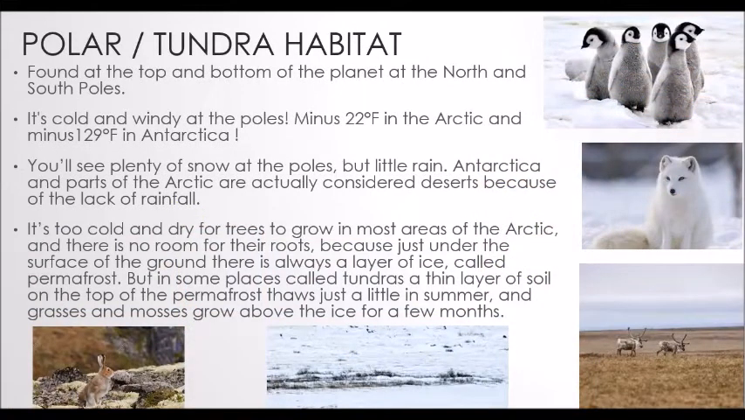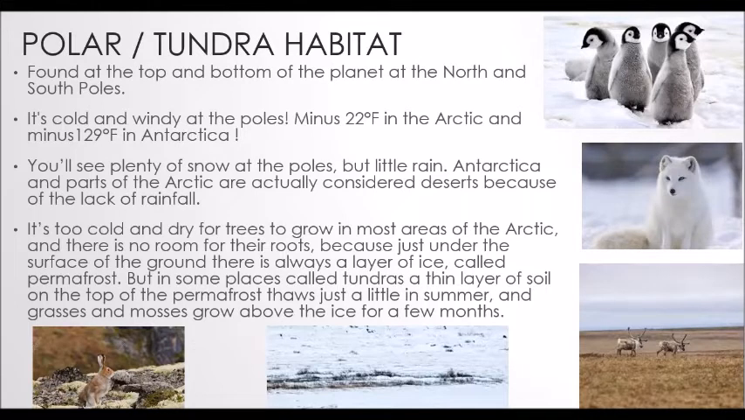The next one that I'm going to quickly tell you guys about is the polar and tundra habitats, and I'm putting them together even though they are a little bit different. So the polar habitats are found at the top and bottom of the planet, at the north and south poles, obviously. That's why they're called the polar regions. We know that it's really cold and windy at the poles. It can get to minus 22 degrees Fahrenheit in the Arctic and minus 129 degrees Fahrenheit in the Antarctic. So it's freezing. You see lots of snow at the poles, but there's not a lot of rain.